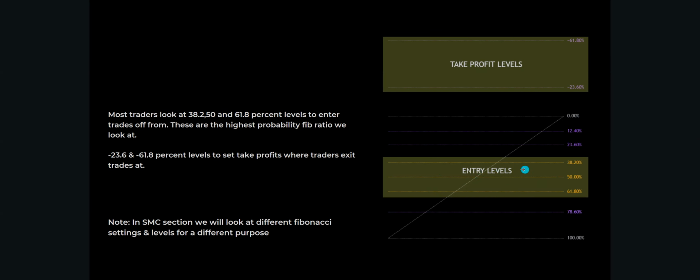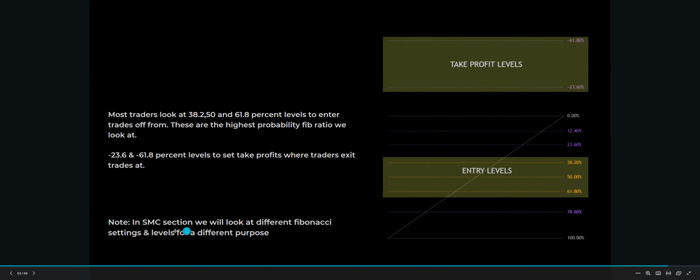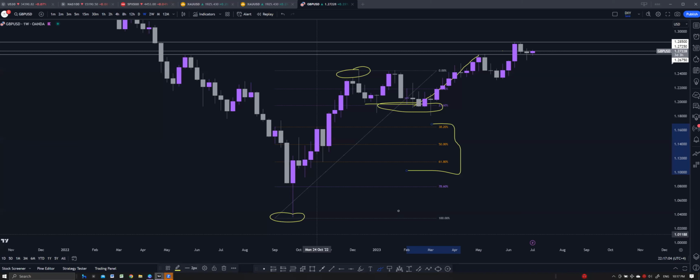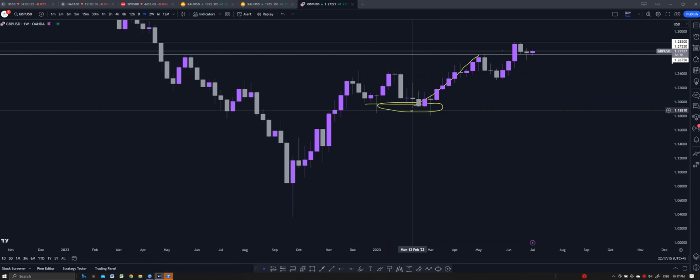These are the levels where traders enter the market, and the negative Fib levels, the negative 23.6, the negative 61.8, those are the levels where traders exit from the trade. So they enter the trades around here at these Fib levels, and they exit the trades at these levels up here, the negatives. I've also mentioned in the SMC section we look at different Fibonacci settings, but these settings that I've shown you are usually the most frequently used settings in the market. The most used Fibonacci ratios. So let me delete it here. Let me give you a few more examples and show you how Fibonacci actually works every single time.